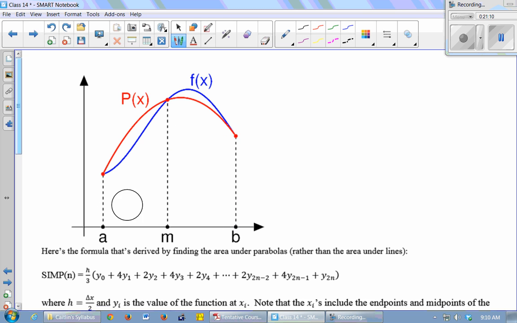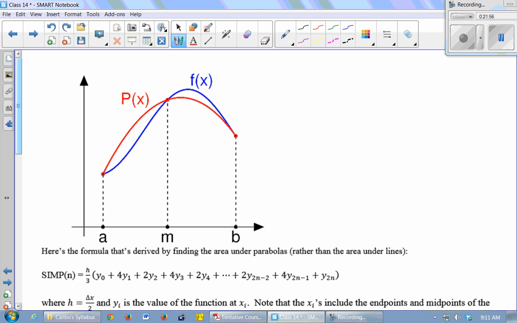But instead of using a straight line between the two endpoints, because 2 points determine one unique line, everyone remembers that from high school geometry, 3 points determine one unique parabola. So I take this interval, I find its midpoint, and now I have 3 points on my curve f of x, and I can fit one unique parabola to those 3 points. This red curve, p of x, is the parabola that goes through those 3 points, and I could find the area under that, because finding the area under a quadratic is pretty easy. You just use the power rule in FTC.